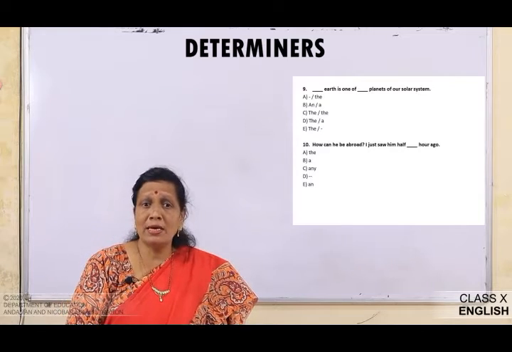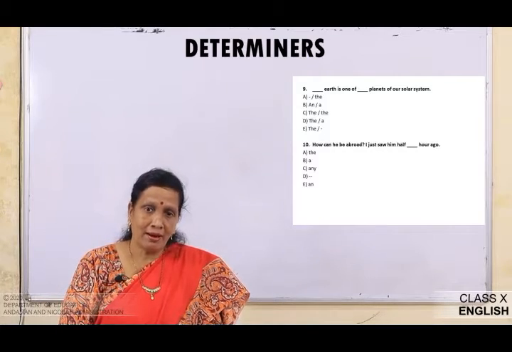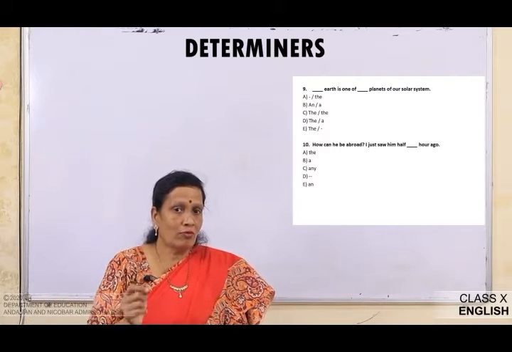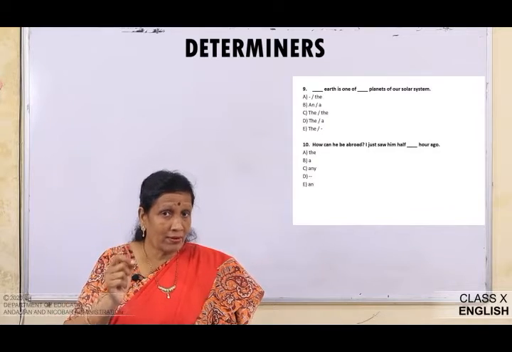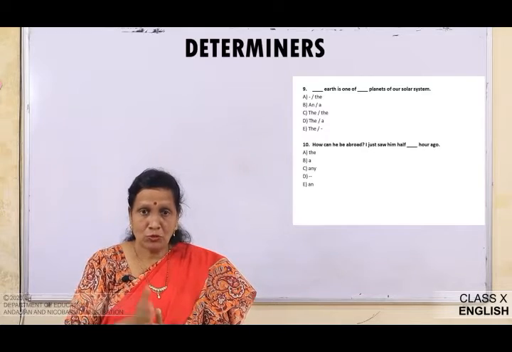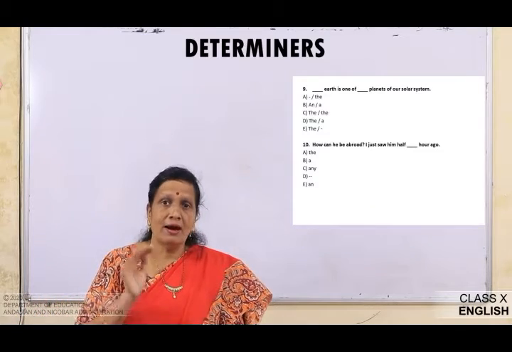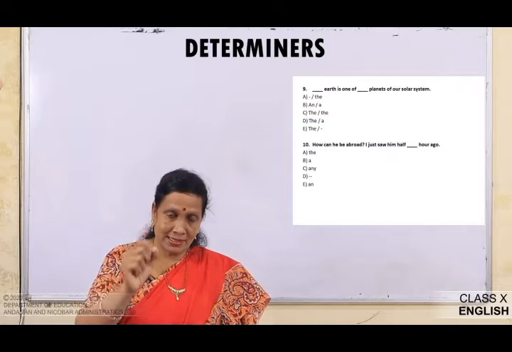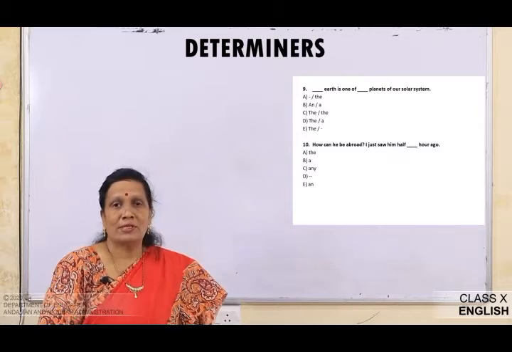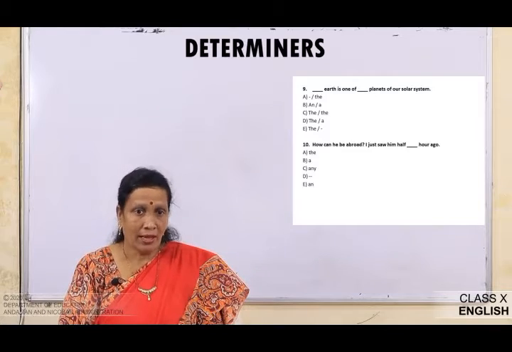Now, how can he be abroad? I just saw him half, there is a blank hour ago. We had also learned that an is used before the word where H is silent. We do not say har, we say r. So, though the spelling is H-O-U-R, we do not say hour, we say r. So, where the letter H is silent, you do use an. Okay? The indefinite article an. So, I just saw him half an hour ago.